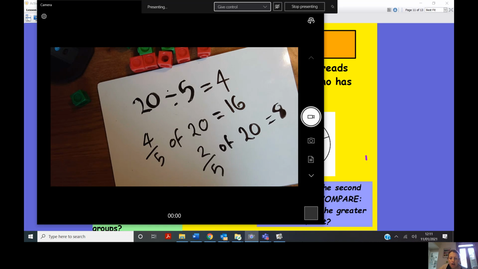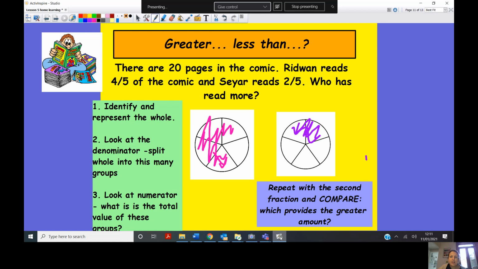So, who has read more? Looking here, we've got 16 pages compared to 8. And we can also see that represented on our diagram. So Ridwan has read more. I'm just going to underline Ridwan's name. Good.